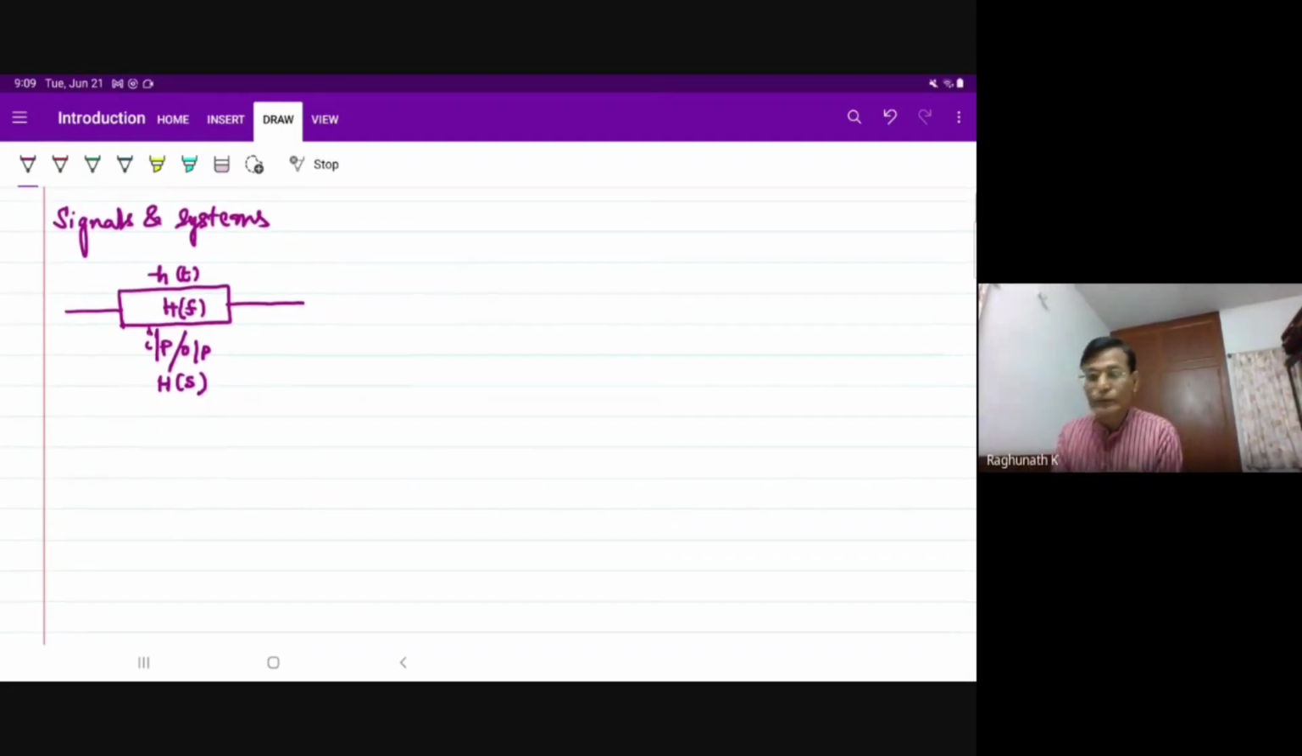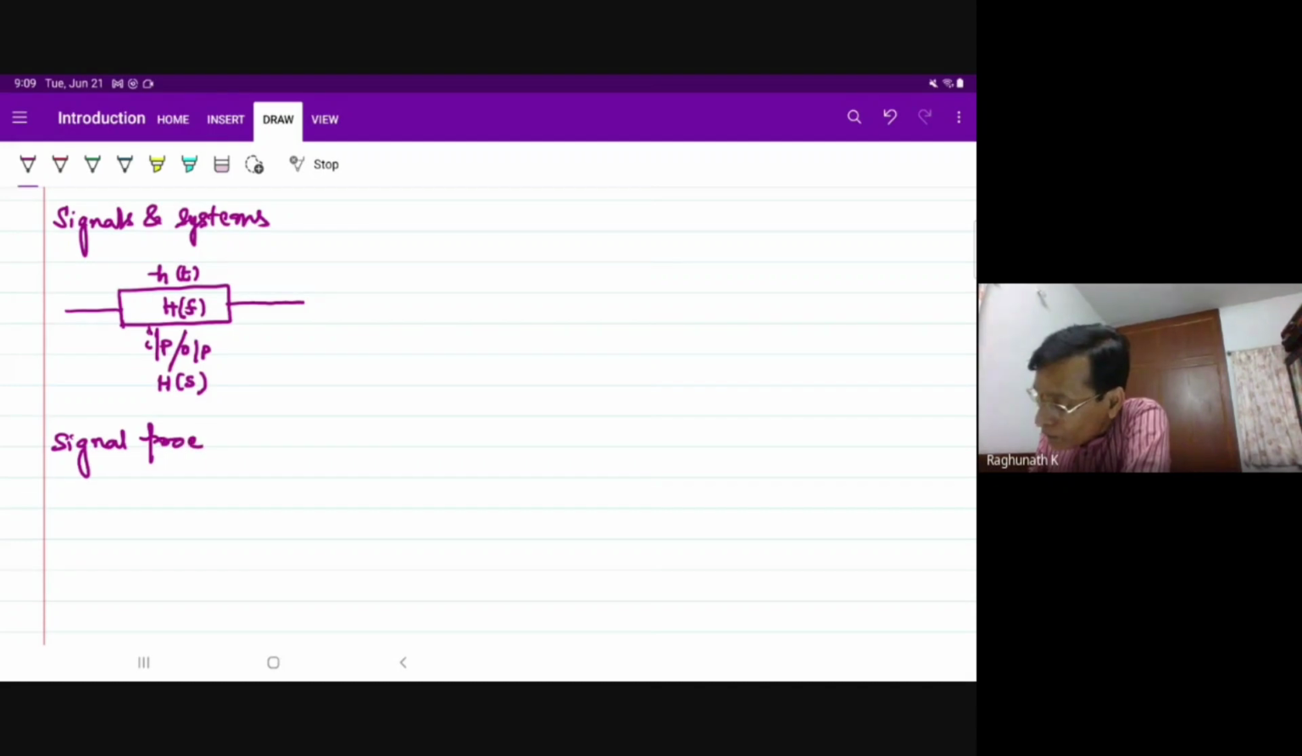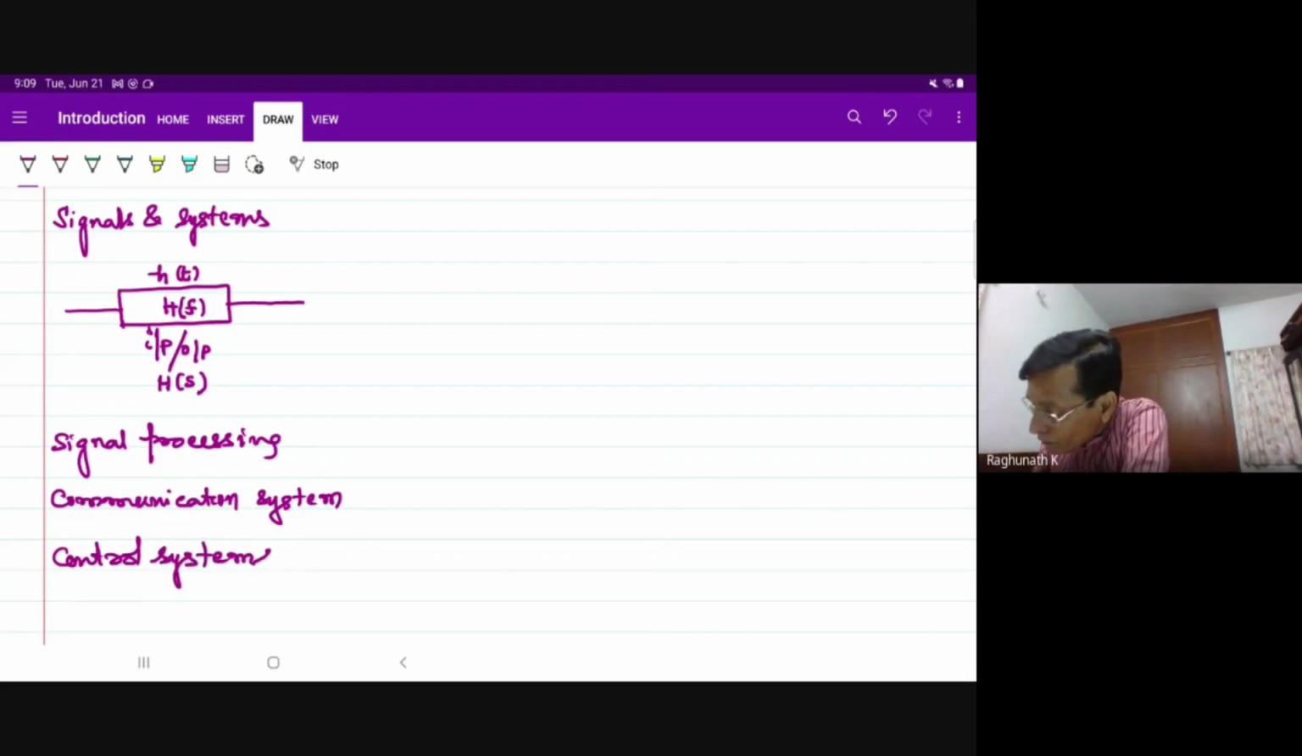Based on this, we have signal processing as one subject. Communication systems as another subject. Control systems is the third subject. These are the subjects that are there in our syllabus.